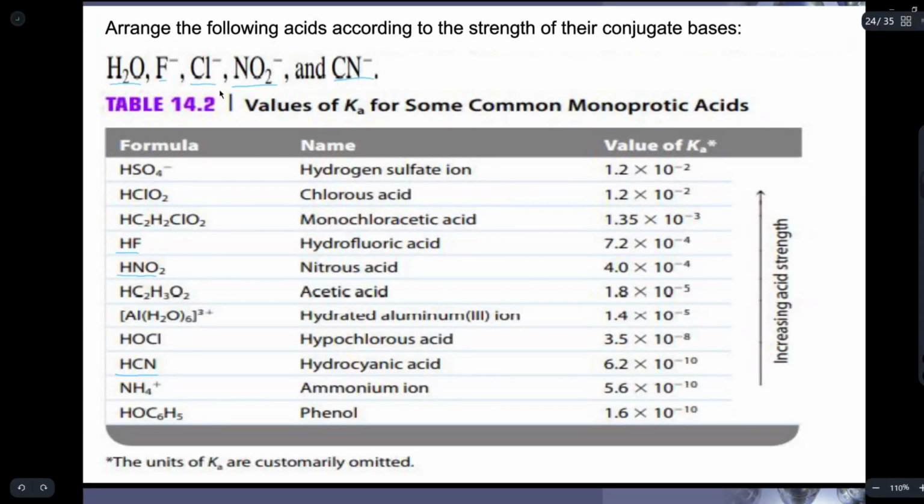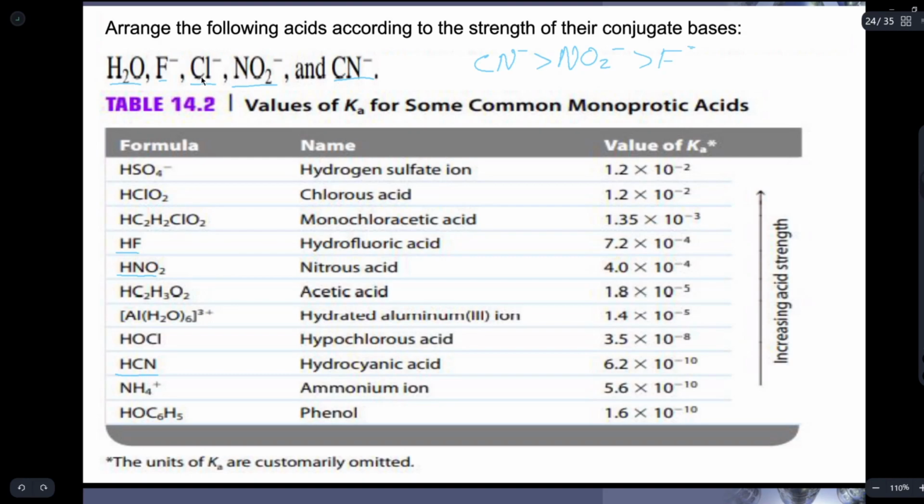In this question, they ask us to arrange the following acids according to the strength of their conjugate bases. So what we would do here first is identify the weakest acid, which happens according to the table to be HCN. So CN minus would be the strongest. The second strongest according to the table is HNO2. So it would be NO2 minus. Then we have HF. So it would be F minus.